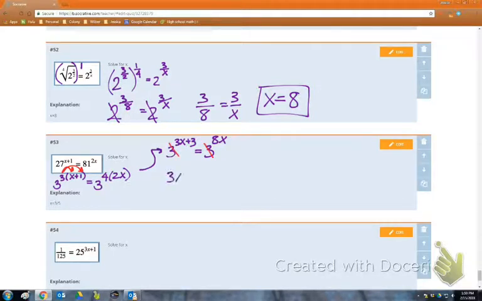Therefore, 3x plus 3 is equal to 8x. To solve this equation, we would subtract 3x from both sides. So therefore, we would get 3 equals 5x. Divide by 5 on both sides, and you get x equals 3/5.